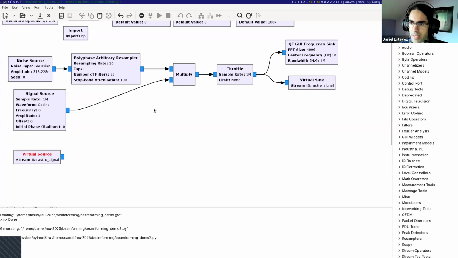So what happens is basically the propagation length, or the time of flight, which is the time that the signal takes to travel from the transmitter to the receiver, is different for each of the two antennas. And we can also simulate that with GNU Radio. What else is going to happen?